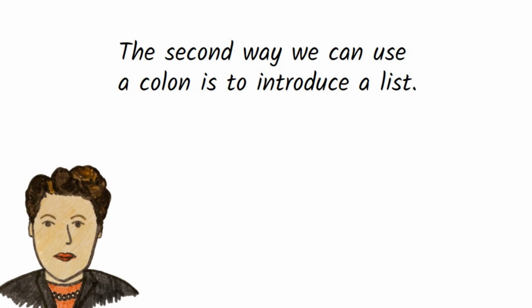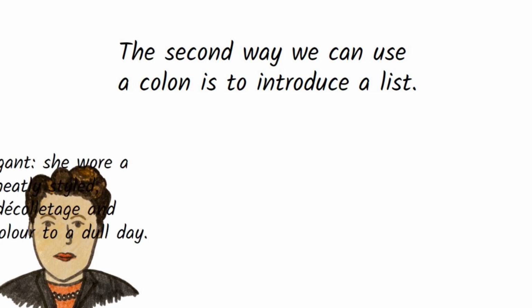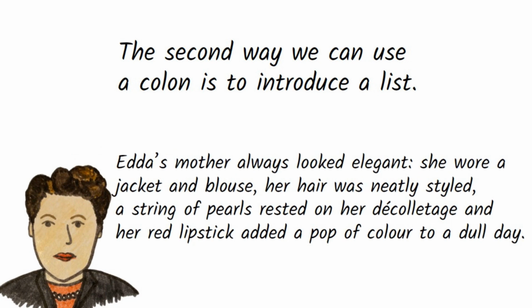The second way we can use a colon is to introduce a list. We just need to make sure that there is a main clause before you start listing the items. Let's have a look at an example. Edda's mother always looked elegant: she wore a jacket and blouse, her hair was neatly styled, a string of pearls rested on her décolletage, and her red lipstick added a pop of colour to a dull day.